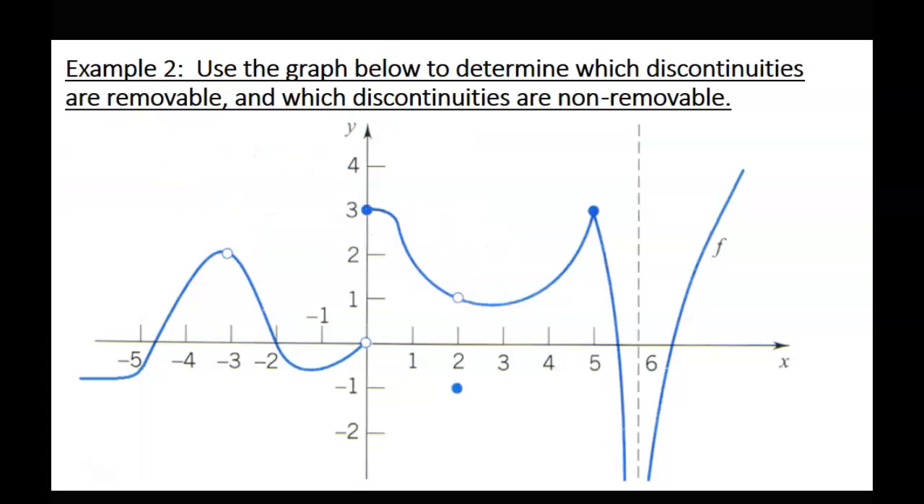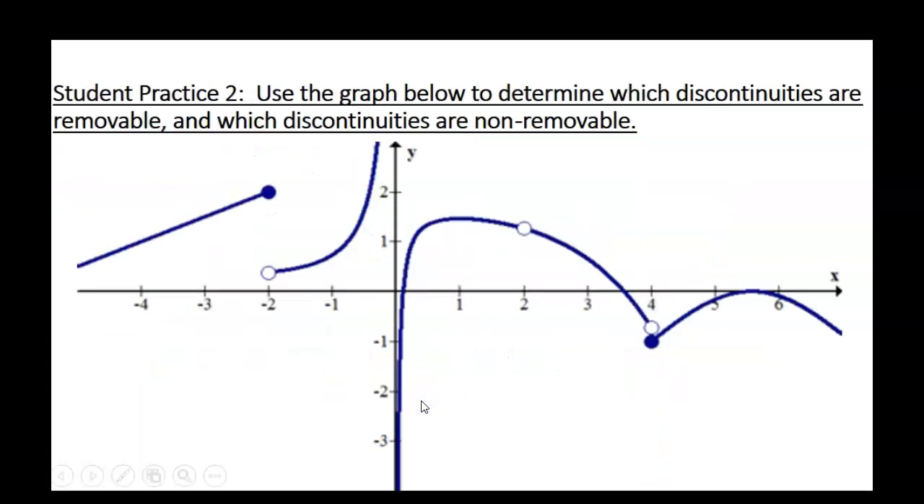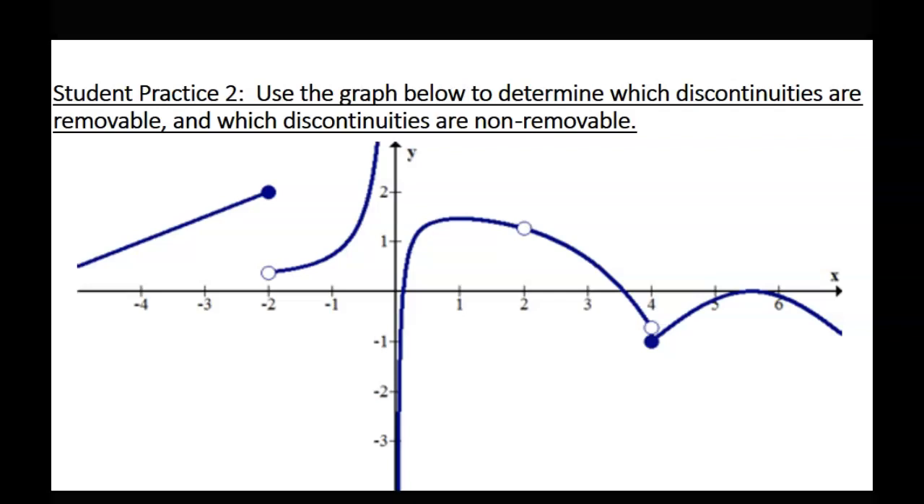I'm going to give you like 30 seconds. You don't need to write anything down. I just want you to stare at it and discuss with a neighbor which ones are removable, which ones aren't. And then I'm going to call on you to share them out, just about 30 seconds, okay? All right, so Manny, where's the removable discontinuities at?